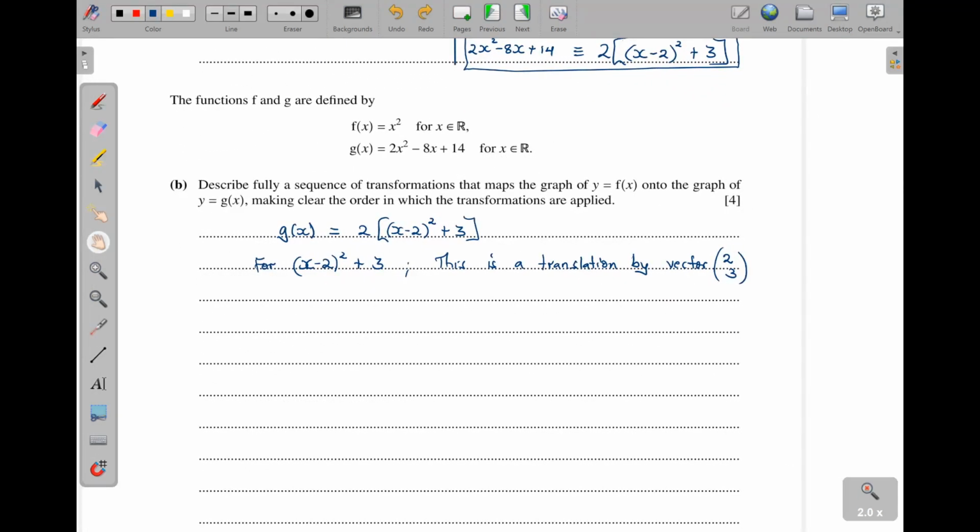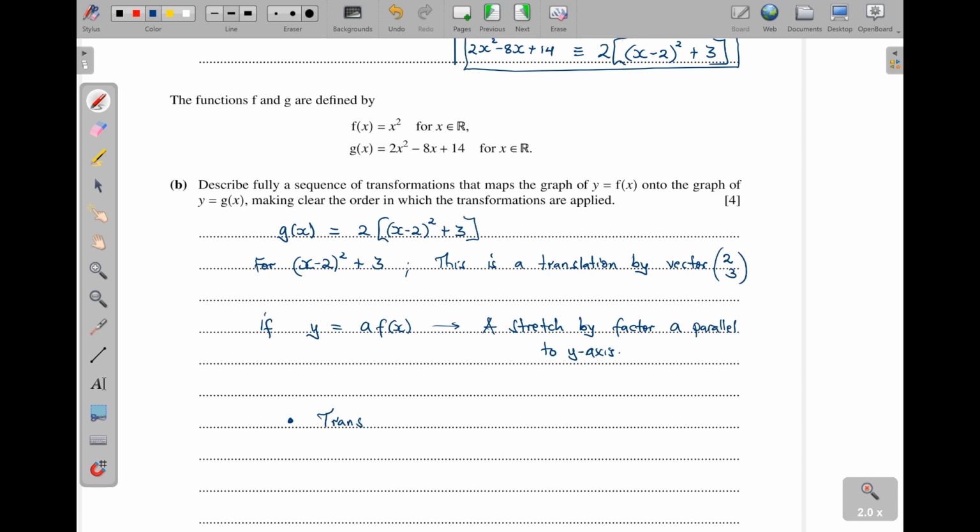Then we also have something multiplied all through. If we have y equal to a times f of x, we call this a stretch by factor a, parallel to the y axis. You just get the y coordinates and multiply them by that a. So this is what I'm going to have here.